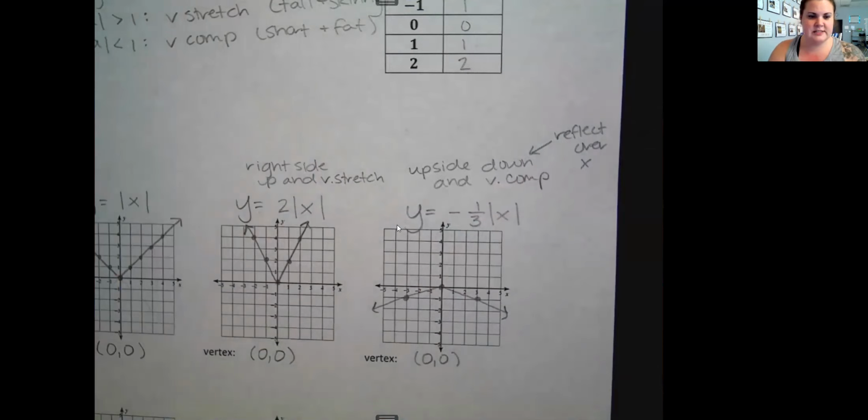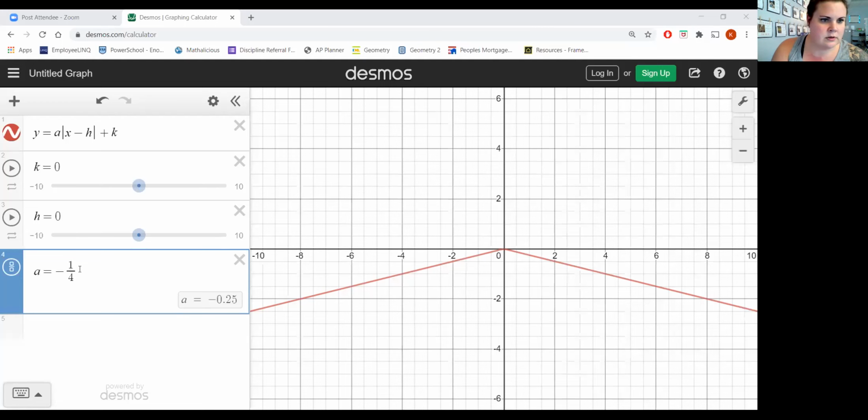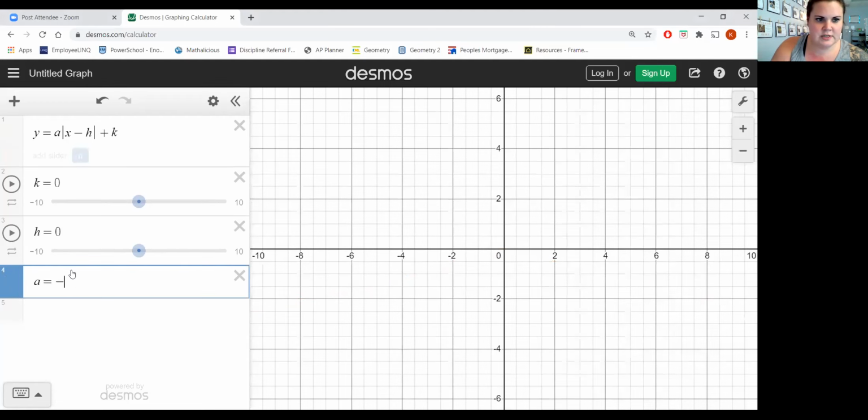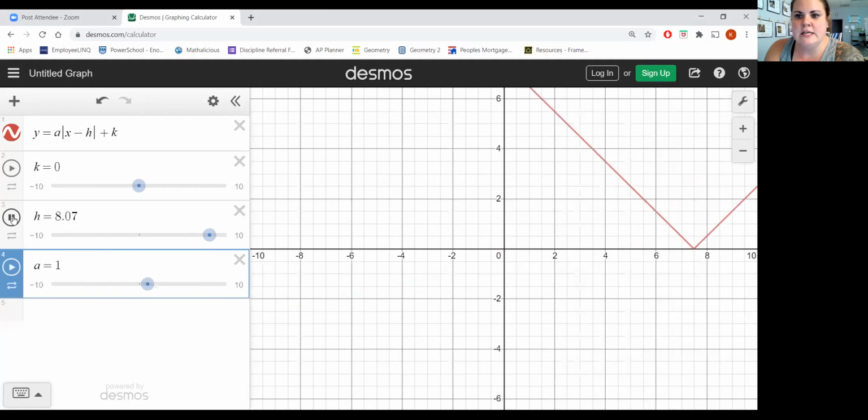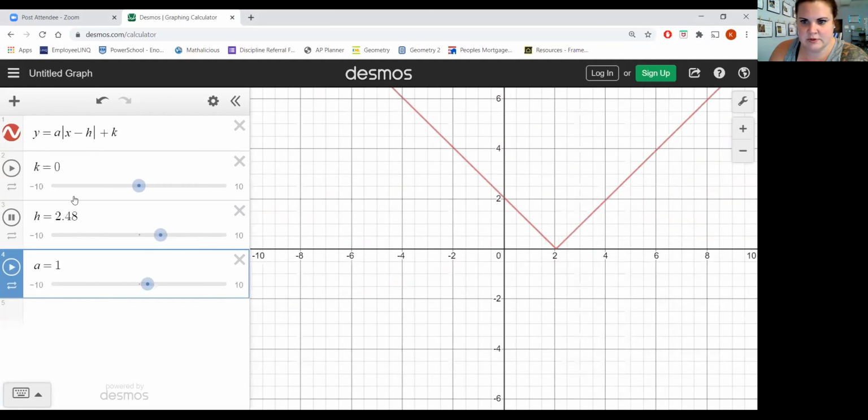Okay, let's go ahead and switch back to Desmos and see what the h does. All right, so I'm going to put the a just at 1 so that we're not messing with that part. And then to see what the h does, I'll press play right here and it will just move it. So you can see that the h value moves the graph left and right. And the part that's interesting about this is that if you look at the equation, it says minus h. So that means, and I'll show you in a second, we'll plug these numbers in.